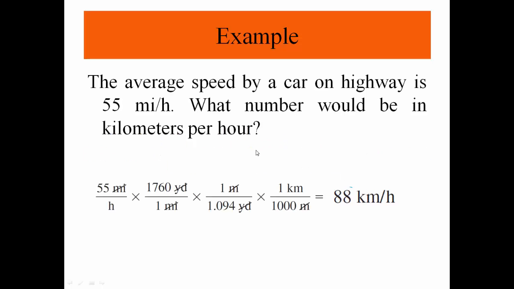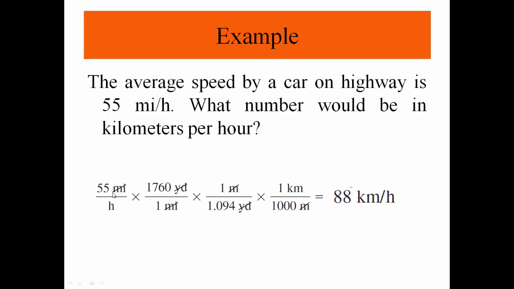Let's have another example. The average speed by a car on highway is 55 miles per hour. What number would be in kilometers per hour? So here we have 55 miles per hour. So we need to convert this mile to yard and yard to meter, meter to kilometer. But hour here remains the same. As you see here is mile per hour. Here we have kilometer per hour.